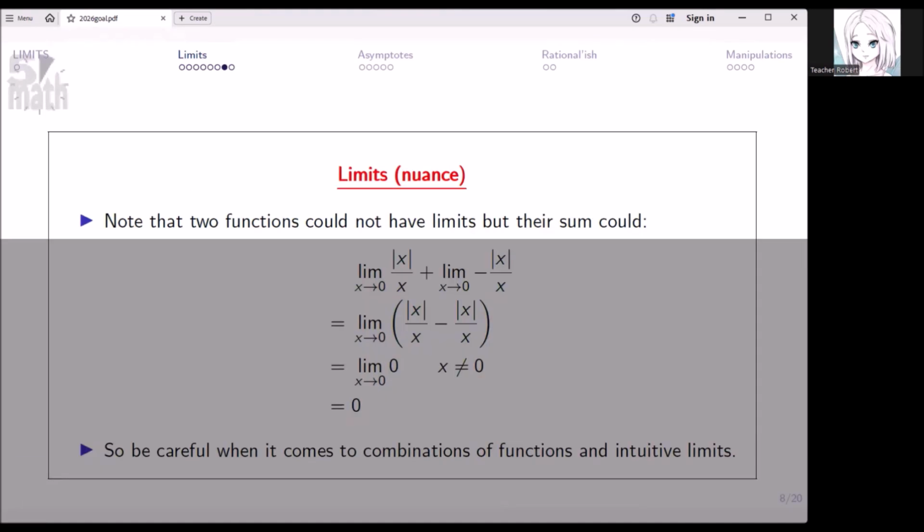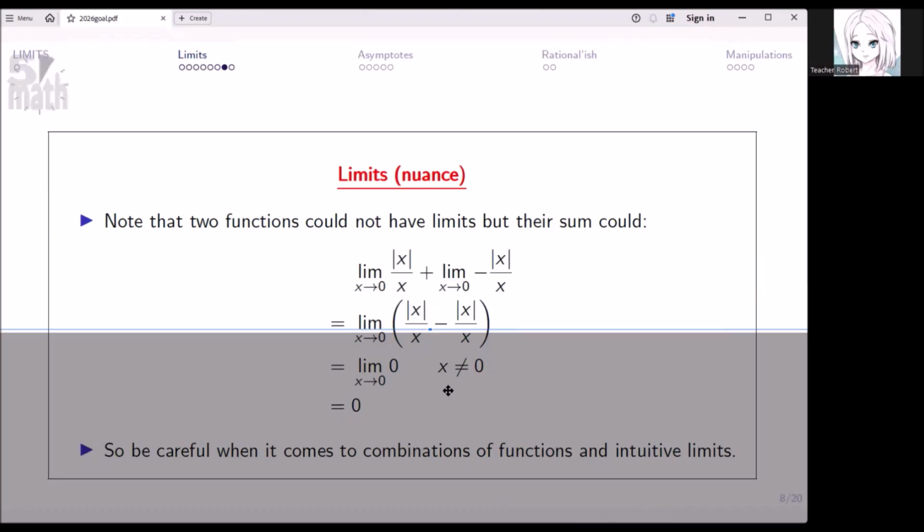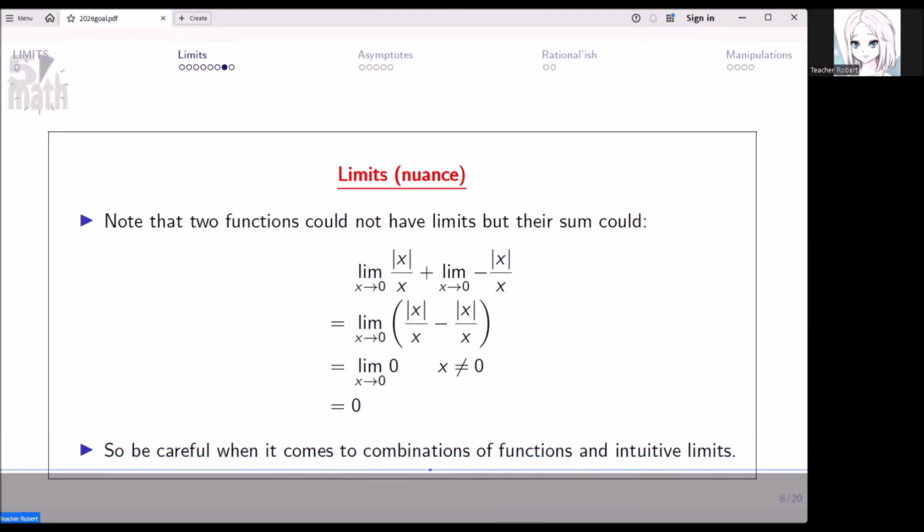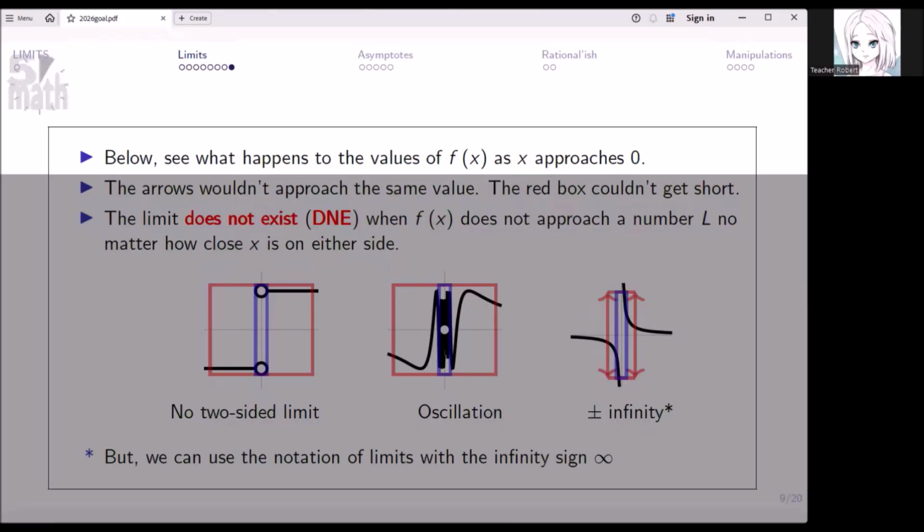Limits. Nuance. Note that two functions could not have limits, but their sum could. For example, here. So be careful when it comes to combinations of functions and intuitive limits. Below, see what happens to the values of f of x as x approaches 0.